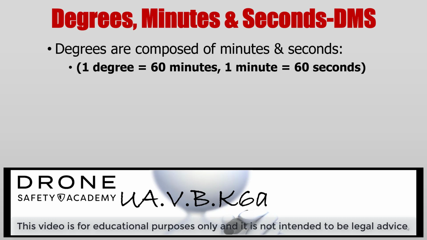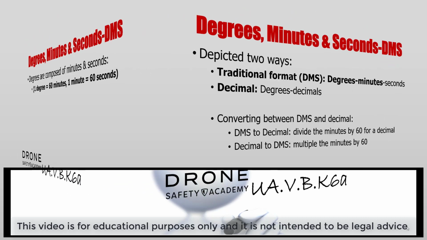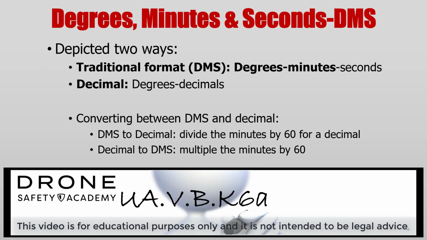Latitude and longitude are measured in degrees, minutes, and seconds. In this case, 1 degree is 60 minutes, and 1 minute equals 60 seconds. The traditional format, or the original format, is typically degrees and minutes, or degrees, minutes, and seconds. Another way is the decimal format, which is degrees and then decimals. Converting between DMS and decimal is pretty easy. If you have the DMS, simply divide the minutes by 60 to get a decimal. And converting from decimal to DMS is just as easy. Simply multiply the minutes by 60.